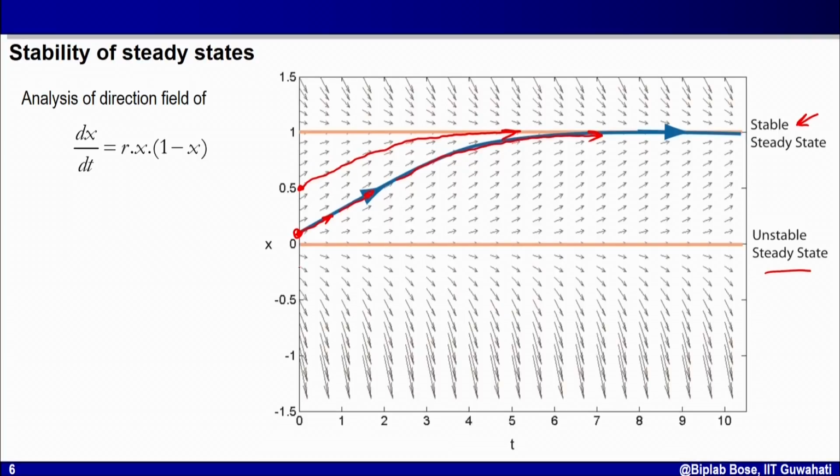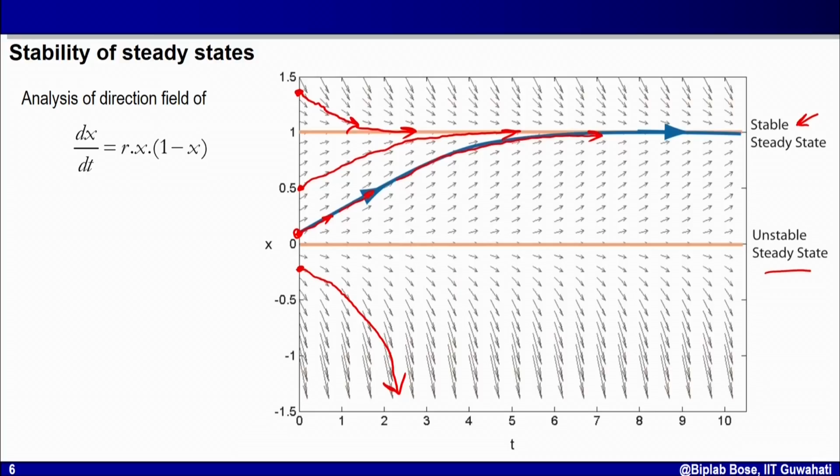Suppose I start with the initial value of x somewhere here, slightly below the unstable steady state in this direction field. With time, x will evolve along these arrows and diverge away from the unstable steady state, and obviously it does not have any other stable steady state in this lower direction, so it will keep on decreasing. Whereas if I start at t equal to 0 at a value higher than 1, then along these direction field arrows, the system will move and eventually collapse at the nearest steady state, x equal to 1, which is a stable steady state.